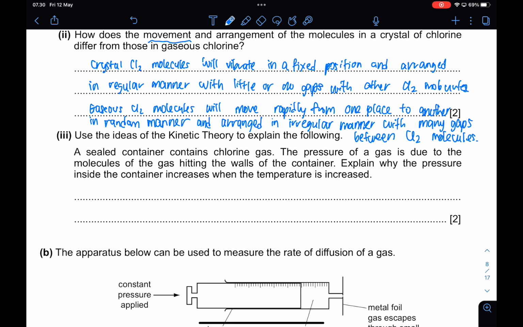Now, use the idea of kinetic theory to explain the following. A sealed container contains chlorine gas. The pressure of the gas is due to the molecules of the gas hitting the walls of the container. Explain why the pressure inside the container increases when temperature is increased. Maybe Michelle, can you tell me why pressure increases when temperature is increased?